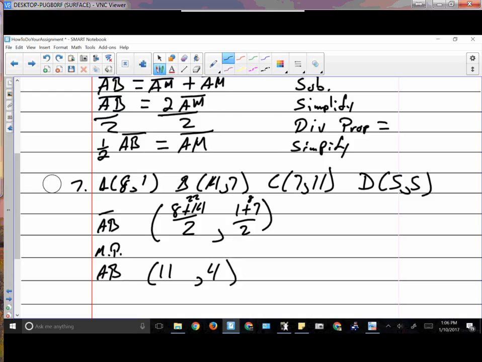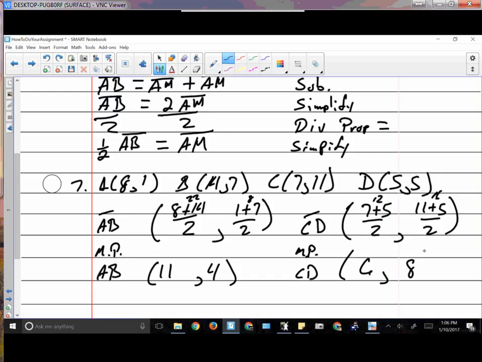Okay? And now I am supposed to deal with C and D. So for C and D, I know that it is going to be 7 plus 5 over 2, 11 plus 5 over 2. So we get the midpoint for CD, and that should be at, oh gee, that goes to 12, so that'd be 6, that would be 16, and that would be 8. Okay? Yes, it requires some work.